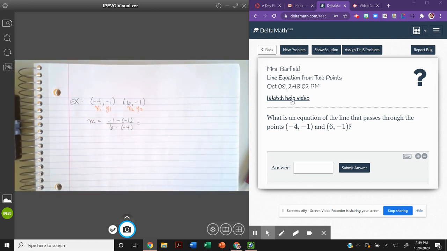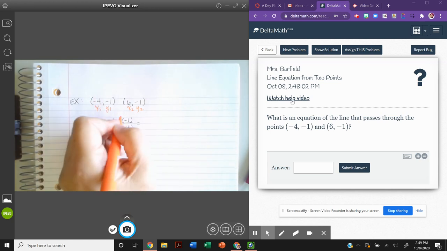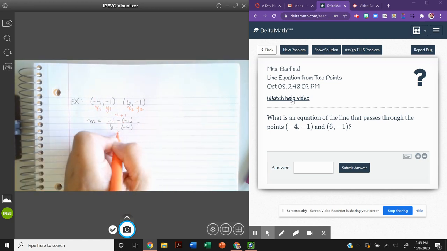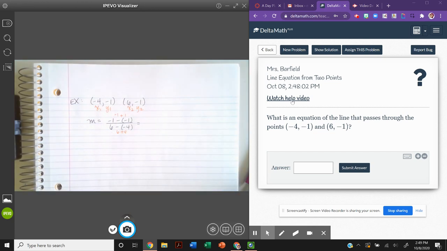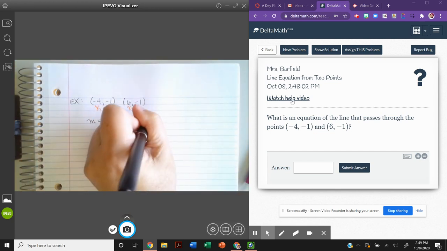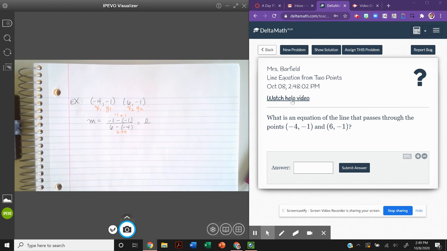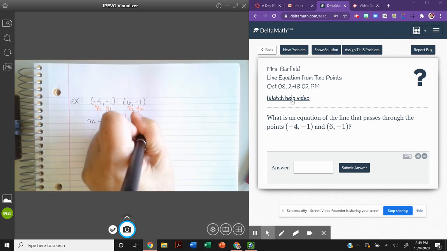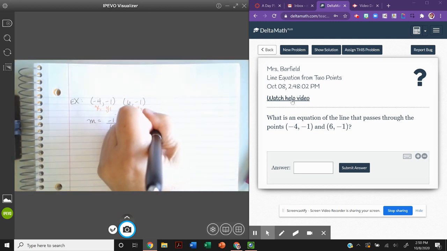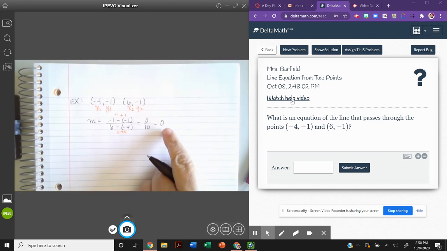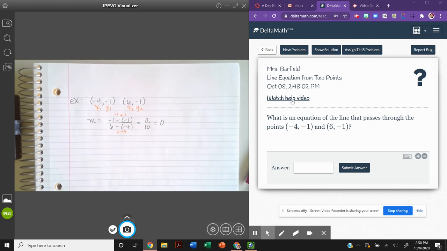Remember, I talked about in the last video, if you have a negative sign, that's the same thing as -1 plus 1. And this is the same thing as 6 plus 4. So -1 plus 1 is 0, and 6 plus 4 is 10, which means my slope is equal to 0. Okay, that's not a problem. Okay, so I can have a slope of 0.